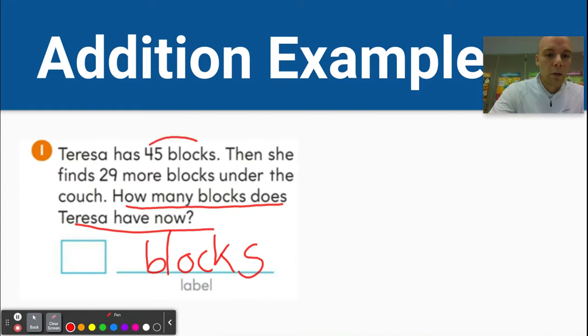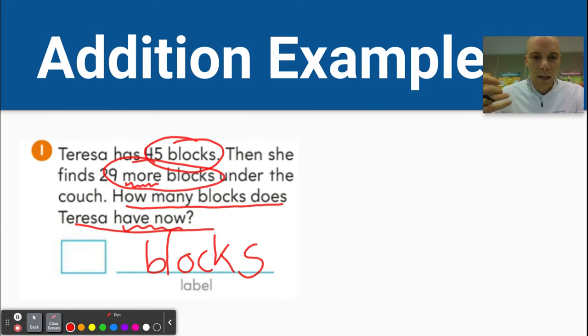So then I'm also going to circle some things up here. 45 blocks, 29 more blocks. Those are words and numbers that we're going to be using in our equations. Awesome. I'm going to do some squiggling. Let's see if there are any keywords. Then she finds 29 more. More would be a squiggle word. Have now, because that means she had some before and then she's getting some more. So there are keywords that students notice, like more and have now. Okay, so they're adding.